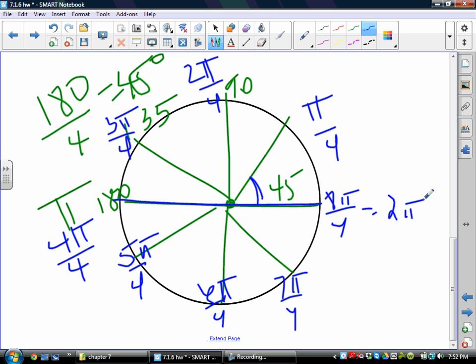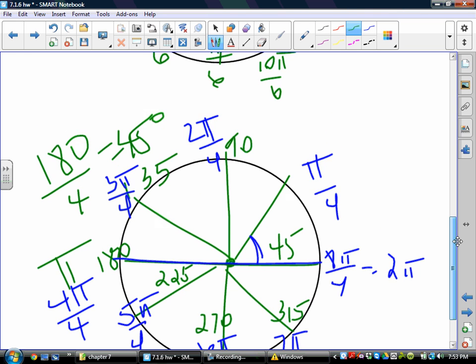Let's continue labeling our angles. This is going to be 225 right here. This is 270, we already had that one from cutting into 6, but that's okay. It should reduce to the same thing, that's a good way to check. This should be 315, and then that's it. So we have all of our angles now in radians. You just need to organize it into your table.